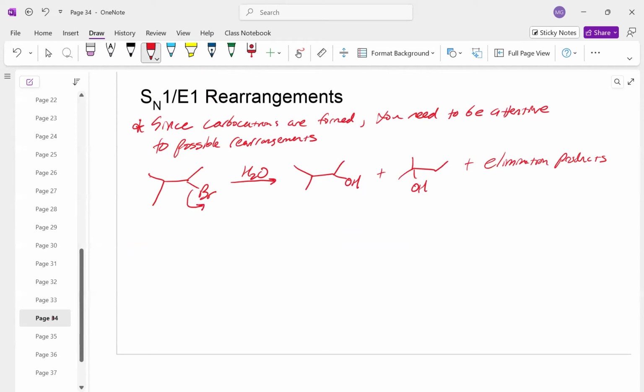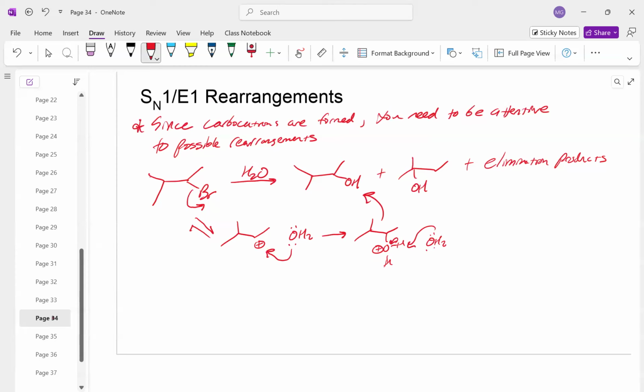Since this is going to go through an SN1, the leaving group's going to leave first. And we get this carbocation. Now, if I have water attack this carbocation before it rearranges, then I get this initially, and then we'll deprotonate it to form this product.